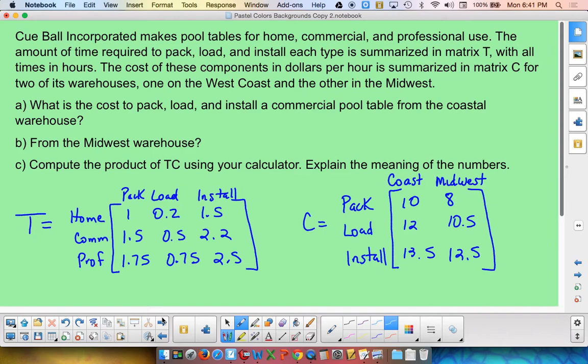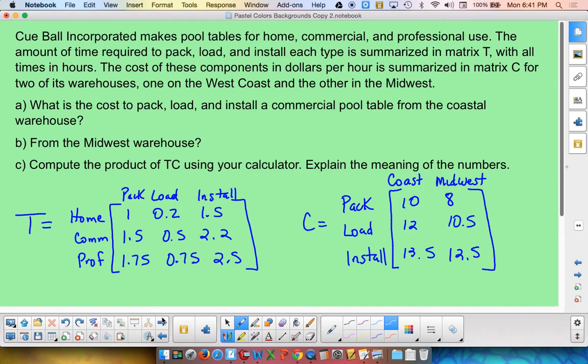So in other words, if you read matrix T, top left corner, a home pool table takes 1 hour to pack, 0.2 of an hour to load, and 1.5 hours to install. A commercial pool table takes 1.5 hours to pack, half an hour to load, and 2.2 hours to install. And of course, professionals look like they take even longer because you have to do a more quality job, make sure they're more level. So that's the amount of time it's going to take.